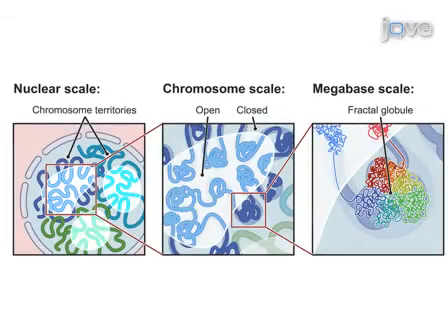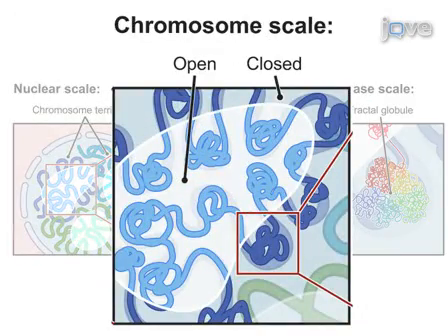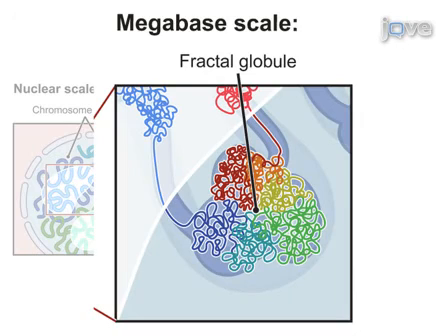These results provide us with insights into the folding of chromatin, revealing the presence of chromosome territories, the compartmentalization of the genome in open and closed chromatin, and evidence for the fractal globule organization at the megabase scale.